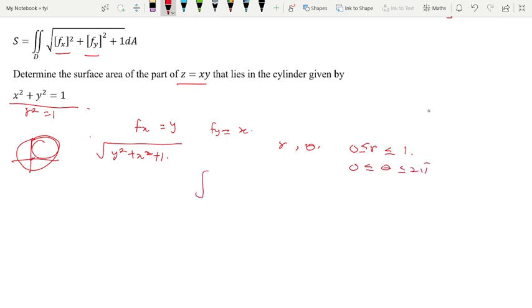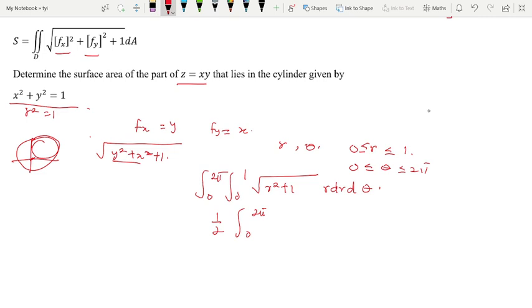So the double integral, theta from 0 to 2 pi, r from 0 to 1, of the function square root of, now x squared plus y squared becomes r squared plus 1, times r dr d theta. So this is a simple integral, you know. Making a substitution, you realize that when you differentiate what is inside, you get 2r, and you divide it. So you get 1 over 2 outside, 0 to 2 pi, of what? Here becomes root of u, okay?